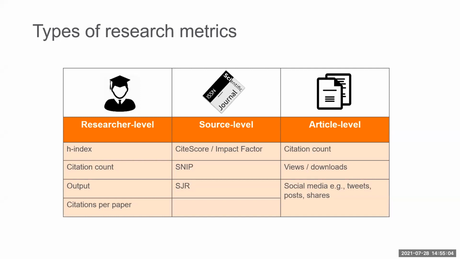On the article level, usually when we talk about an article, the metrics that we use are the citation count, the number of views, the number of downloads, and social media. So how many times has it been tweeted, is it shared, is it posted? A little bit oversimplified, but just to differentiate that metrics are used for different entities, and they can be used on a single entity, and they can also be aggregated up to the level of a group of researchers, an entire institution, an entire country, for example.